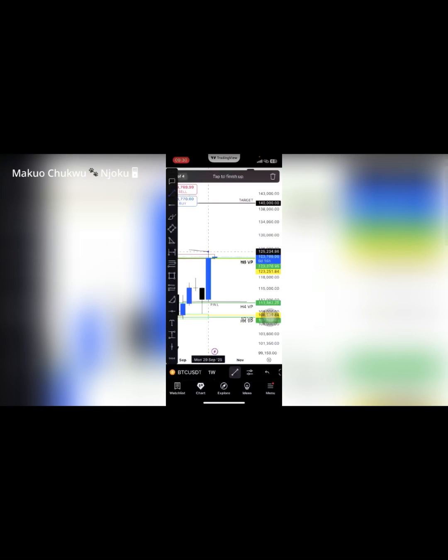So this is the previous week low. And I can't find the previous week high label, so we have to create a new previous week high label. This is the previous week high. This is the previous week high over here.